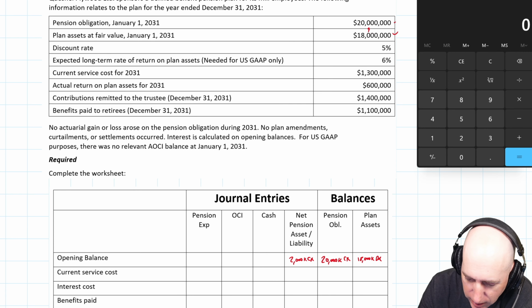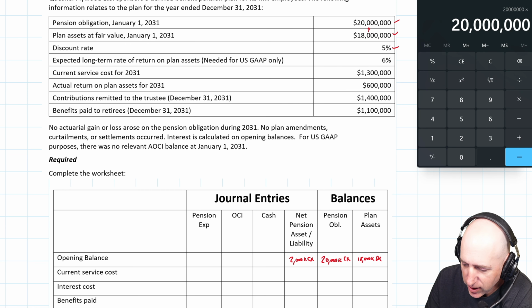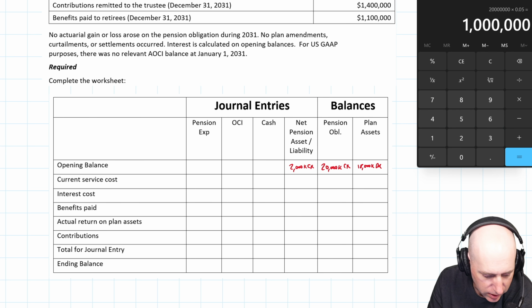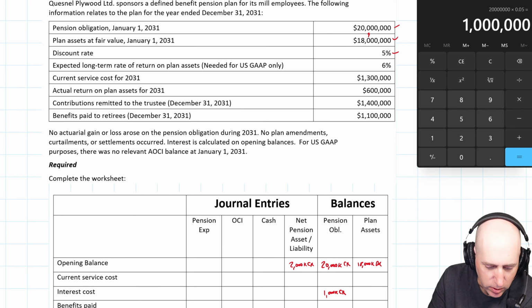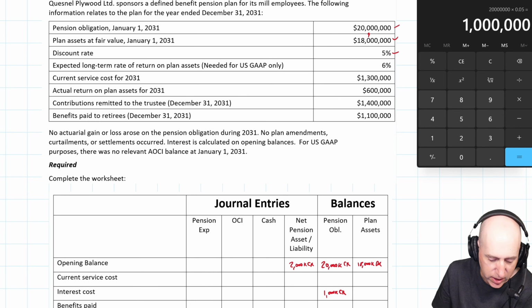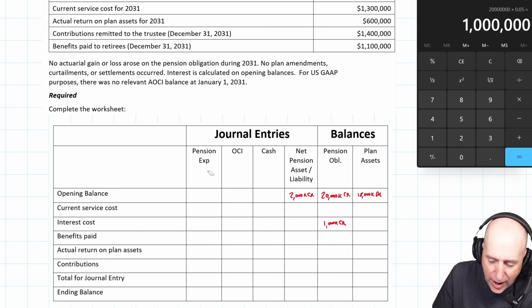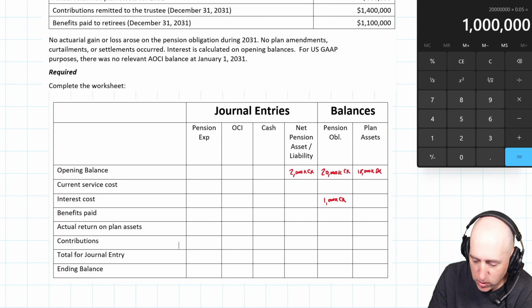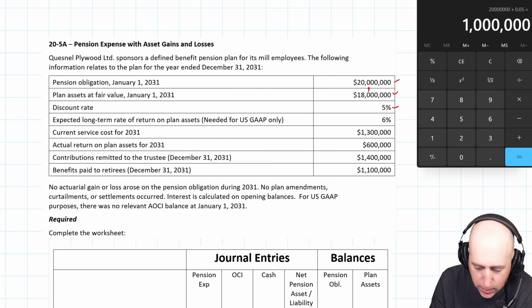The first line there, we've dealt with those two. The next line is our discount rate. Well, we know our discount rate grows our obligation. We have a $20 million obligation growing by 5% a year. That's $1 million in interest cost, and that makes our obligation get bigger. The expected return on plan assets, this is a US GAAP only thing, and it's used in the journal entries. It's part of pension expense, but we'll deal with that in just a moment. It's not used anywhere on this side of the table, so we'll just leave that to the side, and we'll come back to it later.